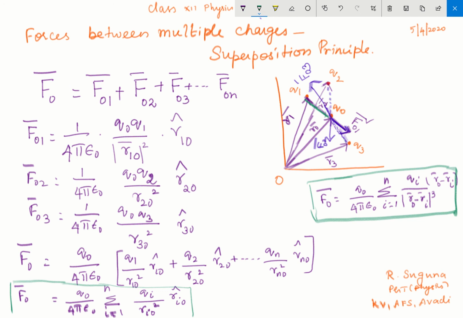Okay, now let us go to the next topic. The next topic is continuous charge distribution.